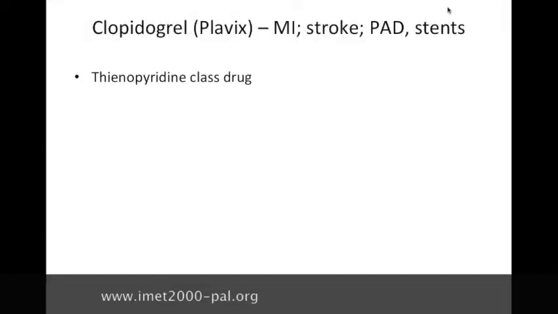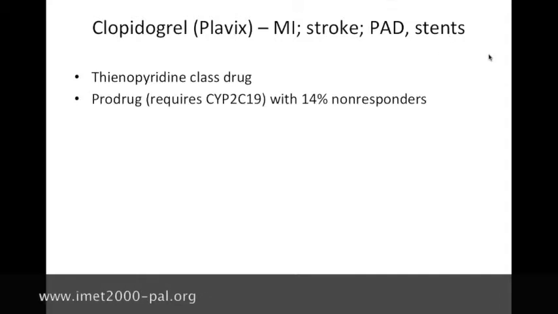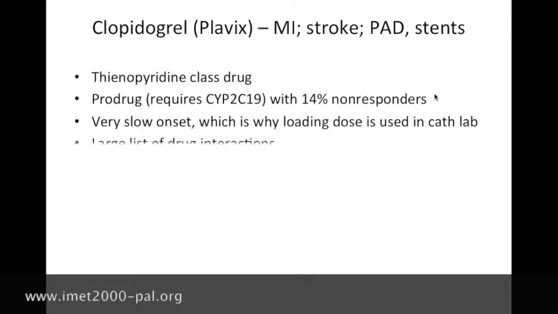Clopidogrel has many indications, including post-MI, stroke, peripheral artery disease, and after coronary stents are placed. Many patients are on an obligate duration of Plavix treatment or one of its drug types. It is a thienopyridine. It's a prodrug, so it requires enzymatic conversion to active drug, and unfortunately there are a large number of patients who are non-responders to Plavix.